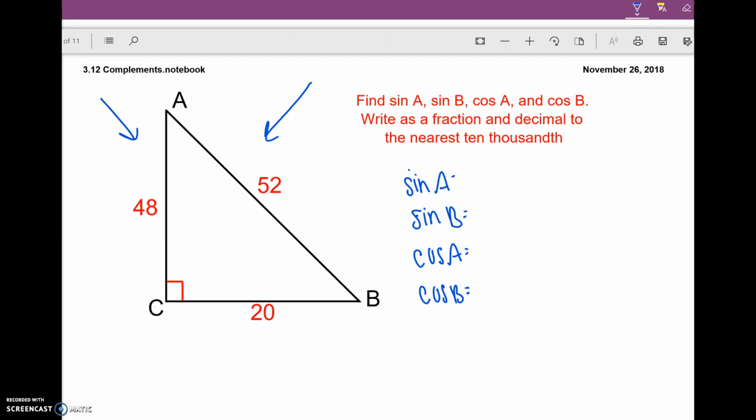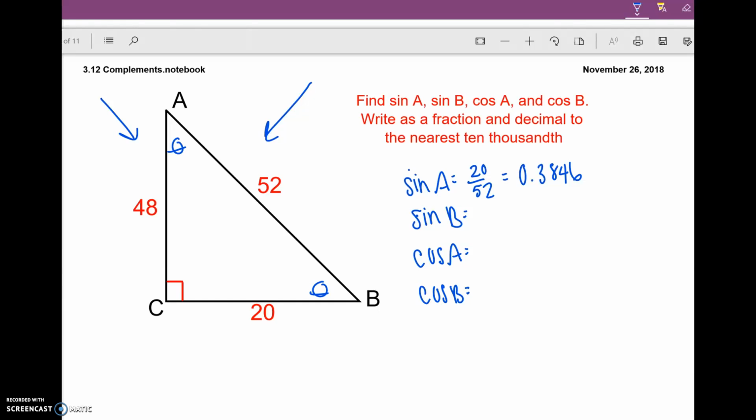You're going to write these as fractions, and you're also going to write them as a decimal to the nearest 10,000th place. So sine A, just like our work session we did yesterday, if A is our theta, sine is opposite over hypotenuse. So we've got 20 over 52. And to get that decimal to the nearest 10,000th place, you can just, in your calculator, do 20 divided by 52, and you would get 0.3846, tenths, hundredths, thousandths, 10,000ths.